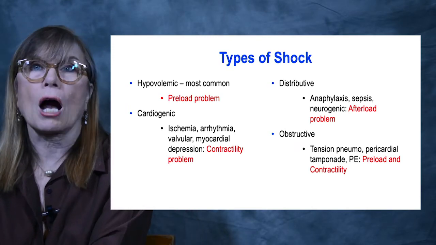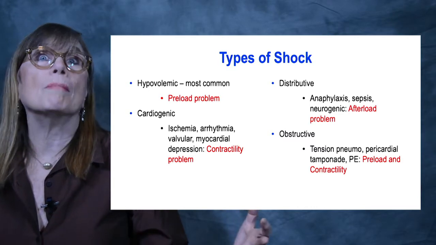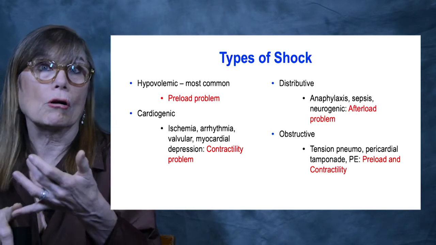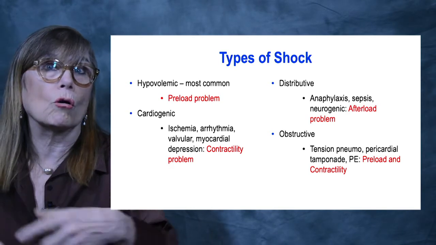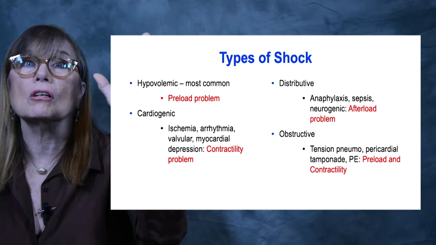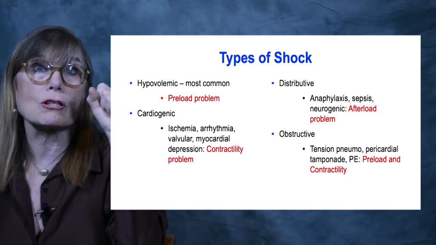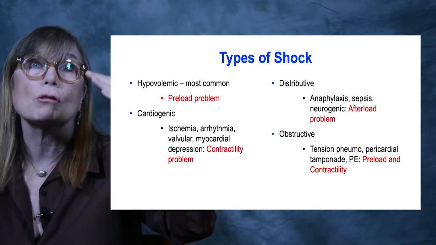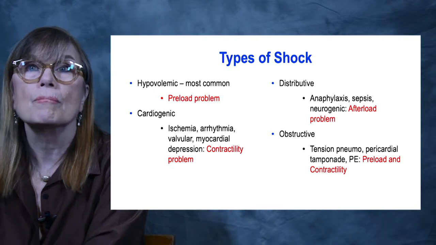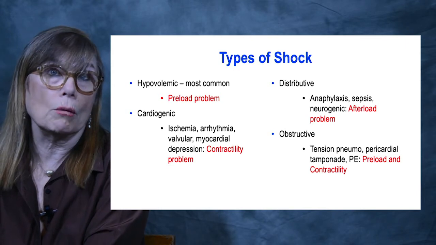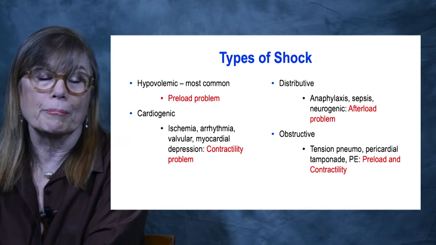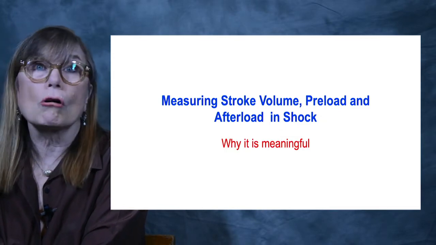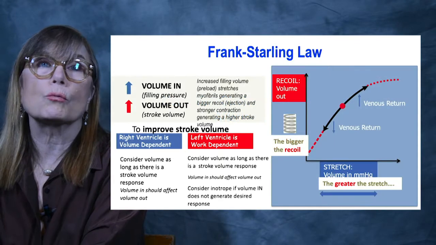And obstructive shock, which occurs whenever there's something occupying space in the thoracic cage that compresses the heart. Pericardial tamponade, tension pneumothorax, high PEEP on your ventilator, pulmonary embolism, which actually obstructs blood flow out of the right ventricle, and it must leave the right ventricle, go through the lungs to get to the left ventricle. Obstructive shock is both a preload problem and a contractility problem. So, measuring stroke volume, preload and afterload shock is really important.